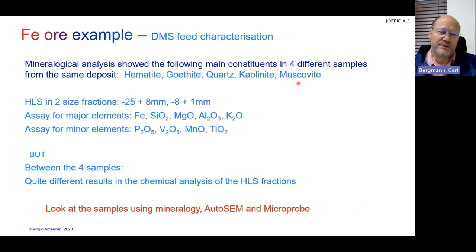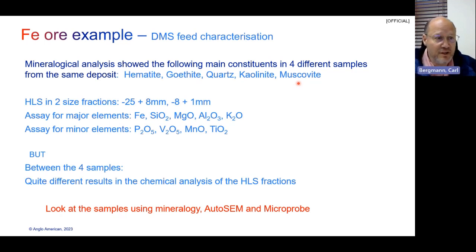So if we take an example and say, let's assume we have an iron ore deposit, and we get 4 samples from the deposit, and we know from the mineralogist that there are 5 basic minerals inside that ore body: hematite, goethite, quartz, kaolin, and muscovite. We crush it down to -25, we sieve it into 2 size classes, and we do heavy liquids.